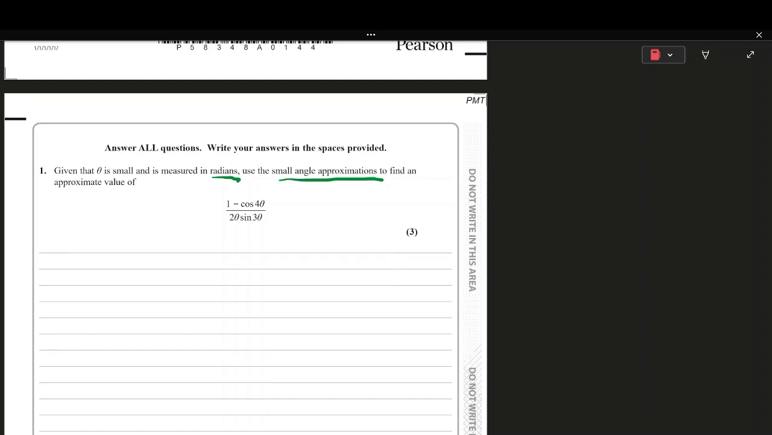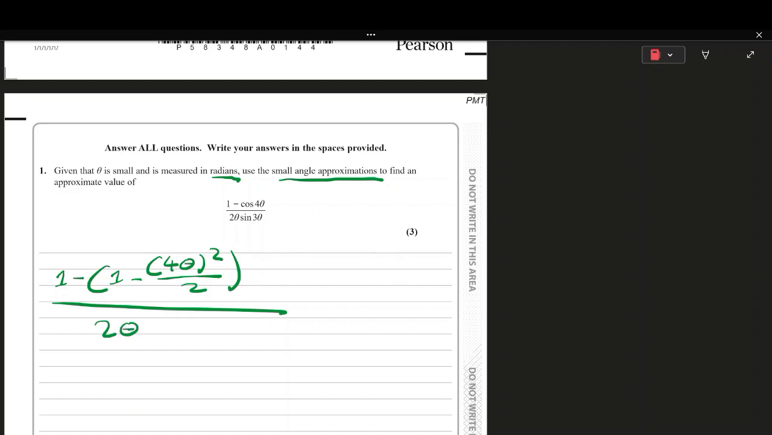So the small angle approximations are found in the formula booklet and are as follows: cos theta equals 1 minus theta squared over 2, and sine theta is equal to theta. So we can rewrite this as 1 minus (4 theta) all squared over 2, over 2 theta times 3 theta.